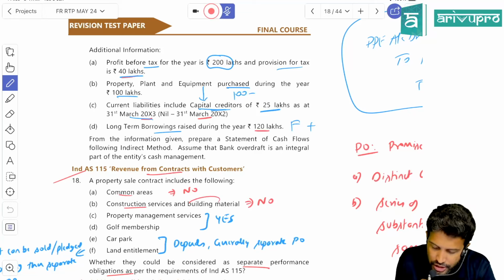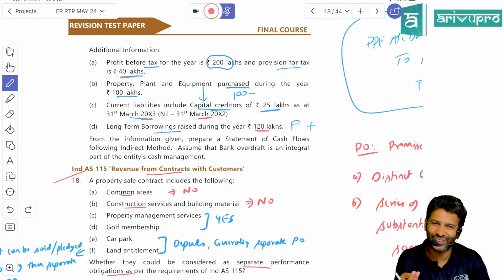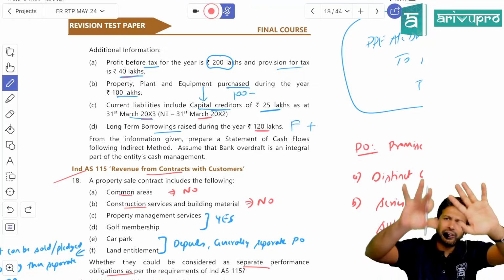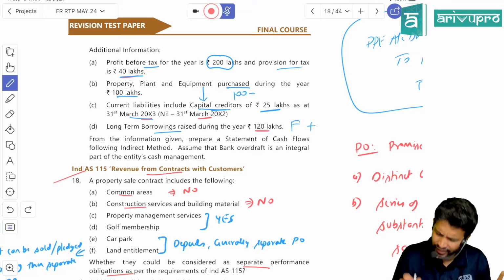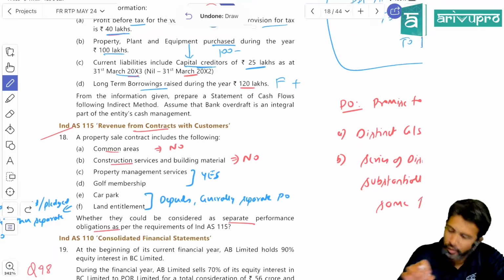Yeah, is that construction service building material a separate PO? No, sir. Can you buy this material alone? No. So obviously, when you buy an apartment, the material and all will be already used to construct that particular apartment. Yes. So these two are highly interrelated. So again, the second component is also not a separate performance obligation.